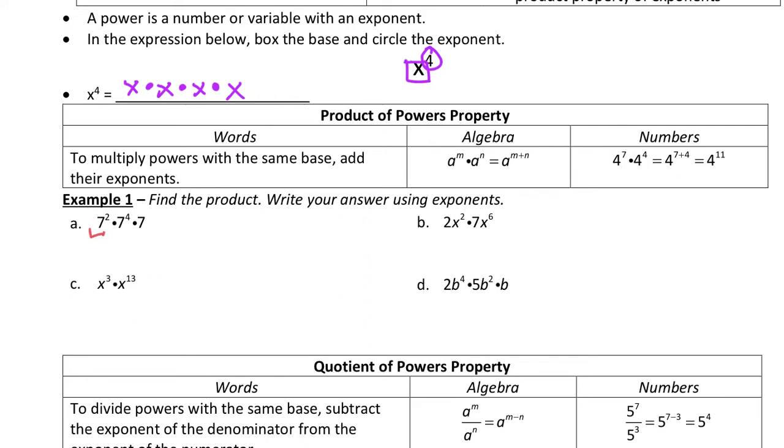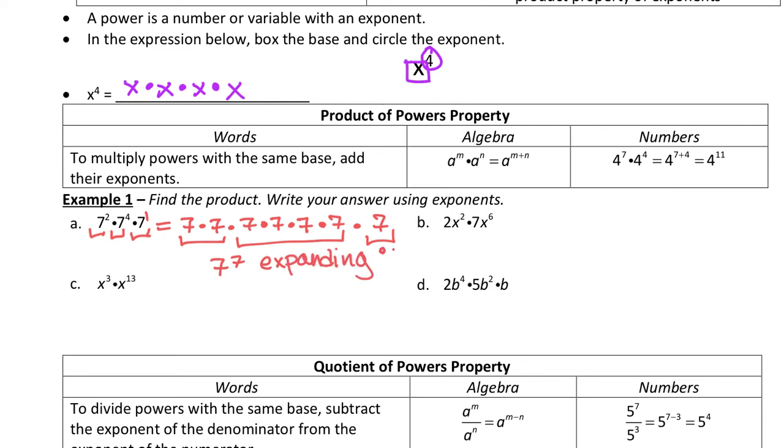In this first problem, we've got 7 squared, 7 to the fourth, and just 7. Now, don't forget that just 7 can also be written as 7 to the first power. If I expand that, the first 7 squared would be 7 times 7. The next would be 7 four times. So we can see those four 7s, and then times that final 7, 7 to the first. If I count them all up, 1, 2, 3, 4, 5, 6, 7, seven 7s, I get 7 to the 7th. Now that is called expanding.